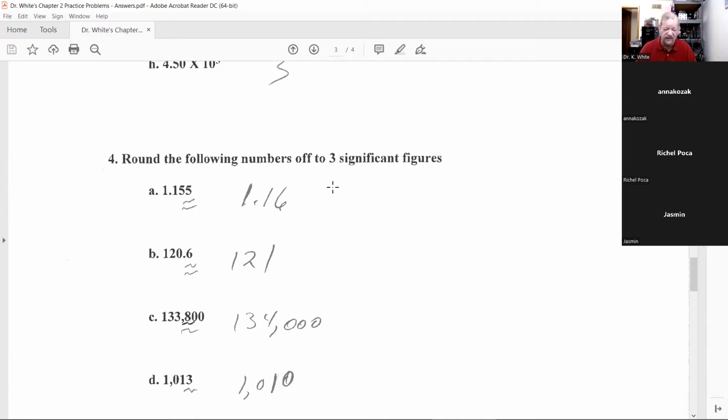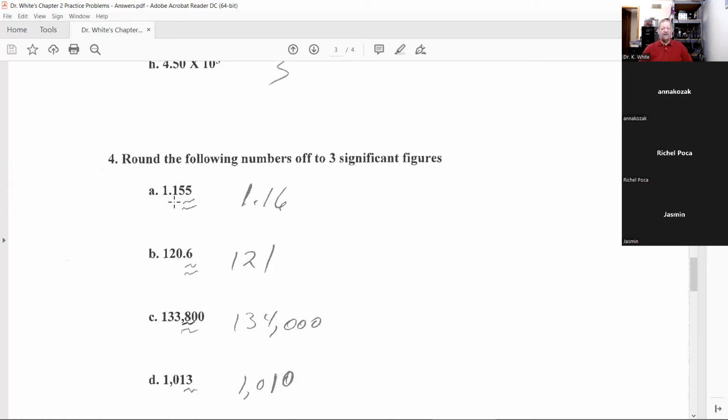Lead zeros are never significant. And then the fourth one, if it's rounding off to three significant figures, if it's 4 or less and it's past the decimal, which is what's really going to happen in this class, you drop it. If it's 5 or more past the decimal, you drop that number and everything afterward, and the number in front you increase by 1.